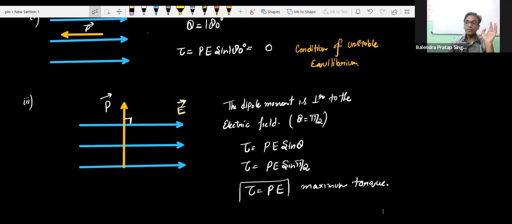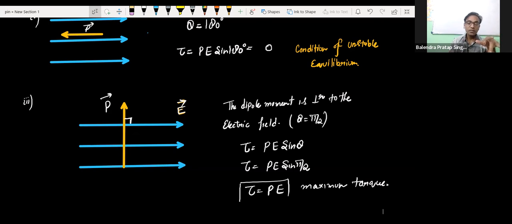Another thing is that there are three special cases. First, we put the electric dipole along the direction of the electric field. In that case, the torque is zero. Again, we put the dipole opposite to the direction of the electric field, and in that case also the torque is zero. The first case, in which the dipole is along the electric field, is called stable equilibrium, and the case in which the dipole is opposite to the electric field is called unstable equilibrium. In the other special case, we put the dipole perpendicular to the electric field, and the torque is PE, the maximum torque experienced by a dipole in an external electric field.